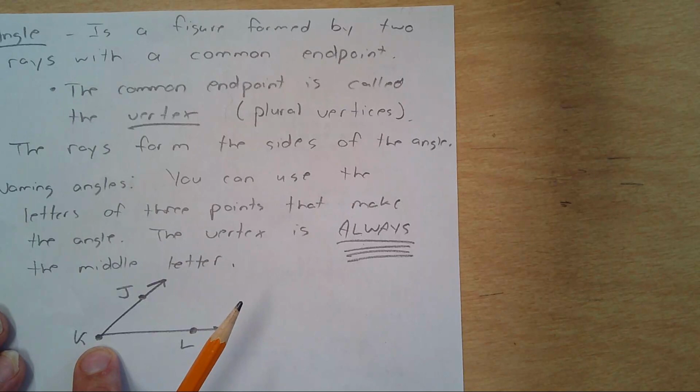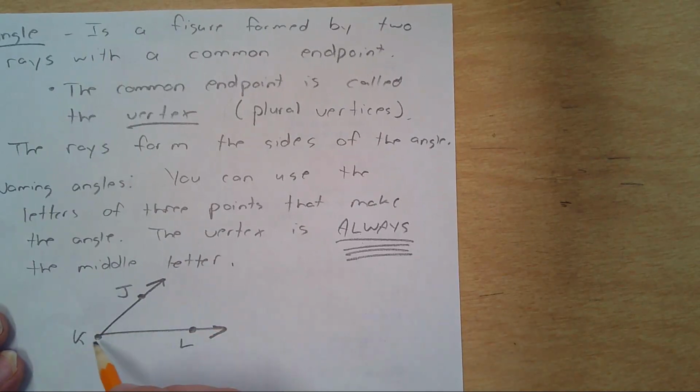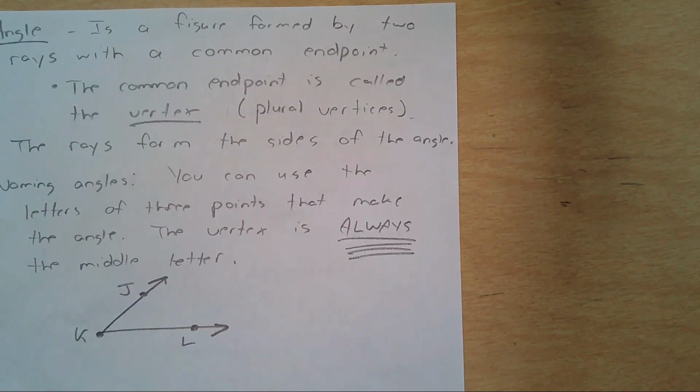That's the common endpoint between these two rays. And this right here, point K, is considered the vertex. It is the common endpoint. So if I say, what's the vertex of this angle, you would say K. K is the vertex. Now, naming this angle, it doesn't matter which way you go about saying it here.